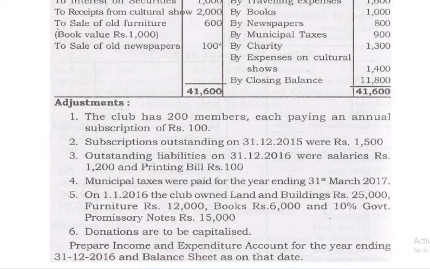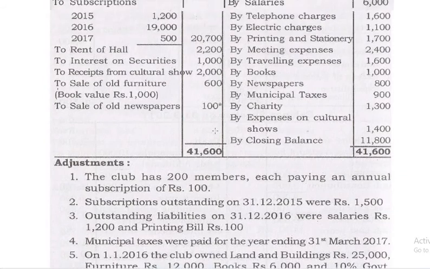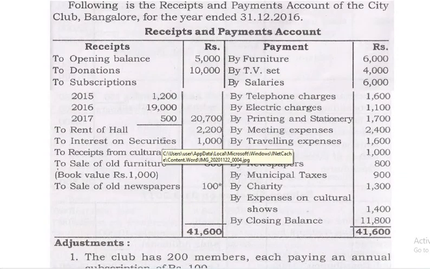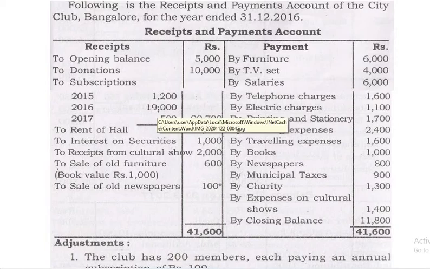The club has 200 members, each paying an annual subscription of 100. That means 200 into 100, so 20,000 is the subscription receivable. That is the subscription income of the current year. But only 19,000 has been received. Therefore, 1,000 rupees is outstanding.